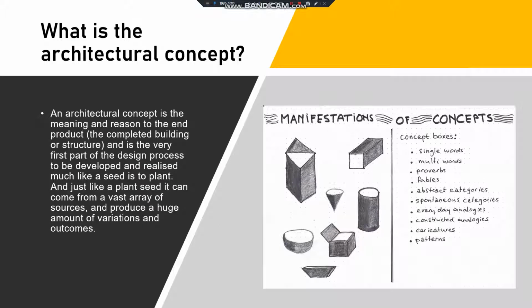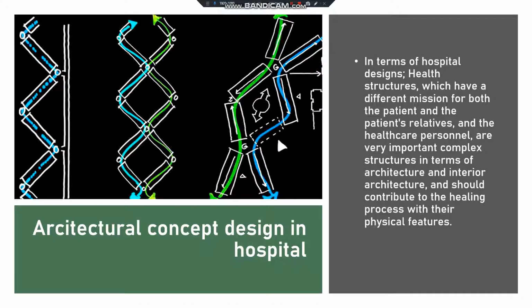An architectural concept is the meaning and reason for the end product and is the very first part of the design process to be developed and realized, much like a seed is to a plant. And just like a plant seed, it can come from a vast array of sources and produce a huge amount of variations and outcomes. Architectural concept design in hospital.